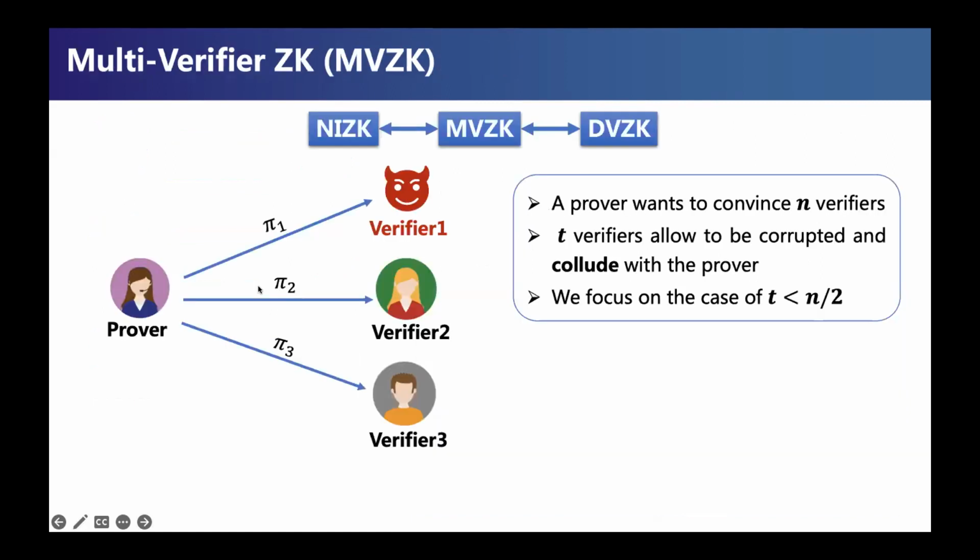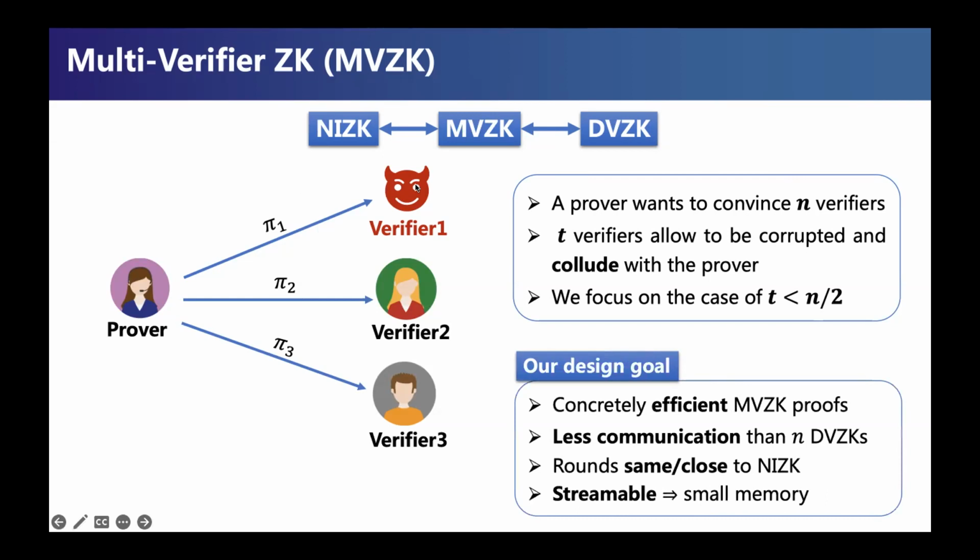We want to explore the middle ground between NIZK and DVZK. Particularly, we study the efficiency of ZK proofs when the prover wants to convince multiple verifiers, that is NVZK. We allow the adversary to corrupt up to t of the n verifiers, and let the corrupted verifiers collude with the prover. We focus on the case of t less than n over 2.